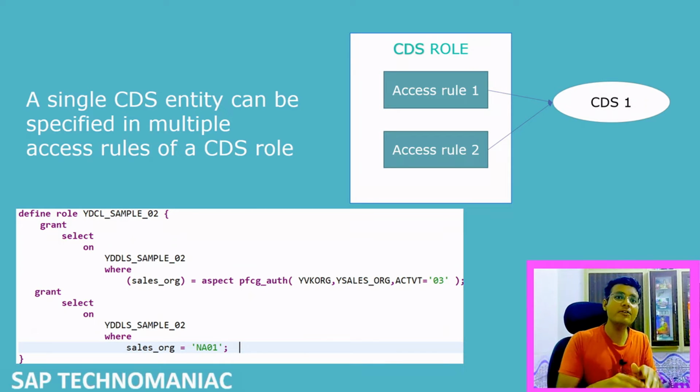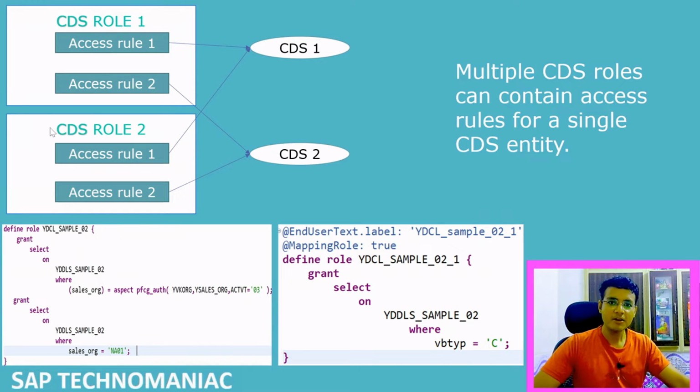But if we have different CDS roles for a single CDS entity, that is also possible. You can have CDS role 1, inside that you have access rule 1, and CDS role 2, there also you have an access rule that is defined for that same CDS entity. So for this CDS entity there are two different roles, and there are two access rules, both in different CDS roles.